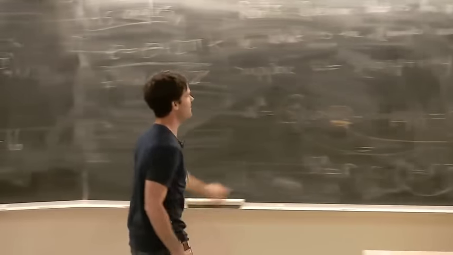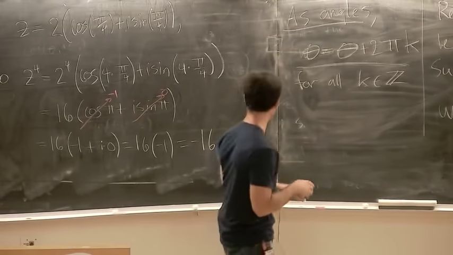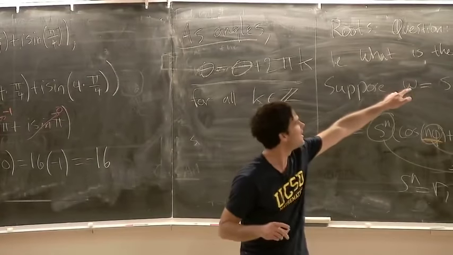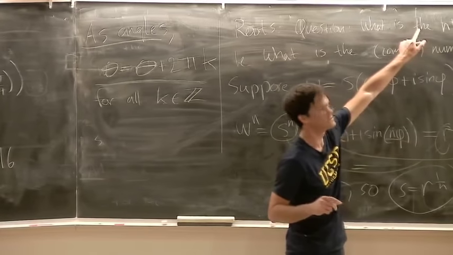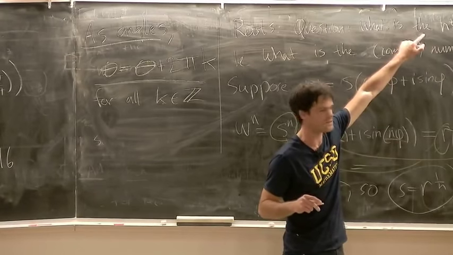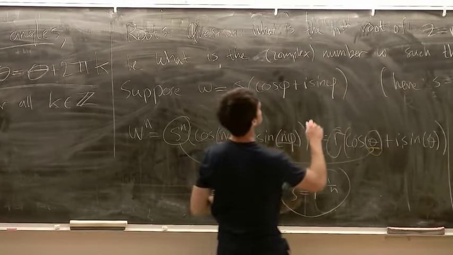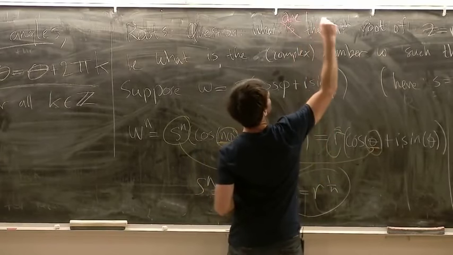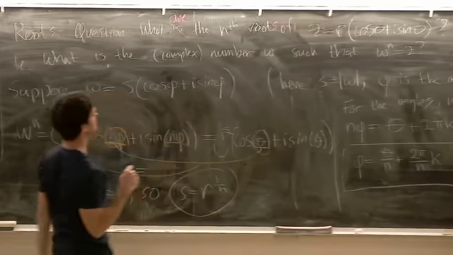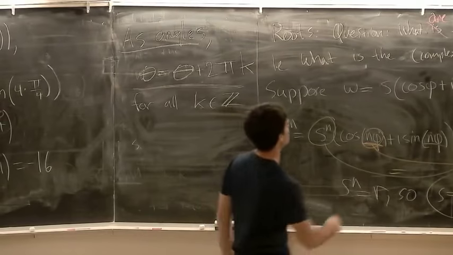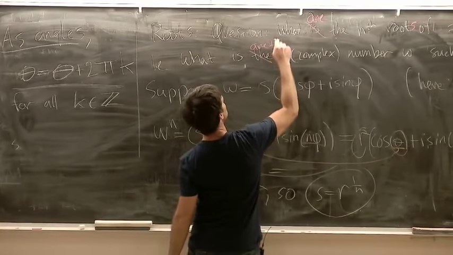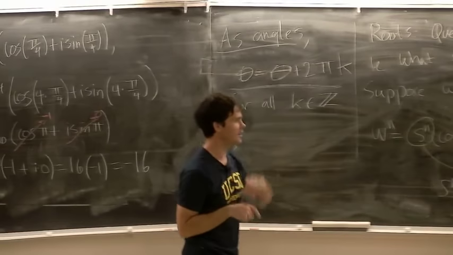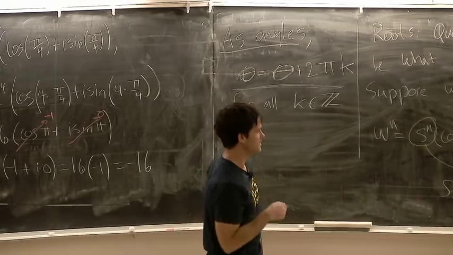So I kind of lied to you back over here when I said, what is the nth root? I shouldn't have said the, because there's n of them. So what are the nth roots? What are the complex numbers w such that w to the n is equal to z?